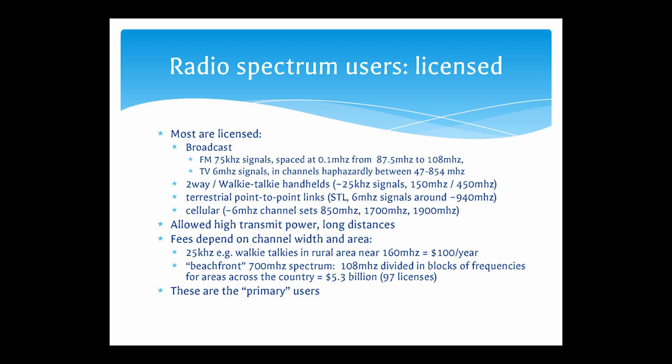So of this radio spectrum, as you saw from the Industry Canada chart, there's a lot of colors, a lot of users. Of those users, most fall into the license category. That means mostly companies or organizations that are paying the government to use those frequencies. License users, most people know the broadcast license users. For example, FM stations, 106.1 and the like.